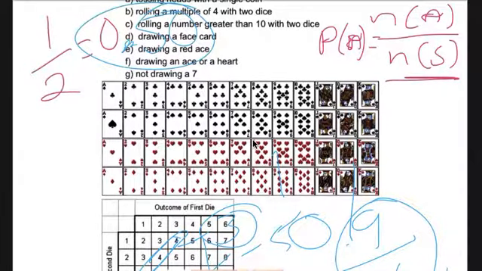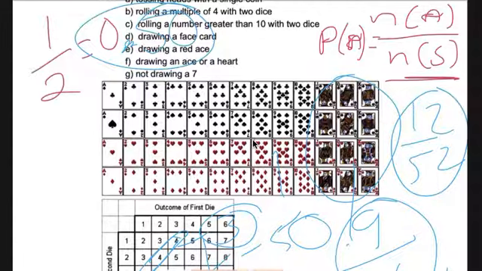Drawing a face card. So these are all the face cards here. You can look at the value and say, look, there are 3 out of 13 are face cards. Another thing you can do is just do all your questions out of 52 and say there's 3, 6, 9, 12 out of 52 cards are face cards, and then you can go from there. Drawing a red ace. So a red ace, just be careful. These are aces. There's 2 red aces, so it'll be 2 out of 52. So that's not that difficult.